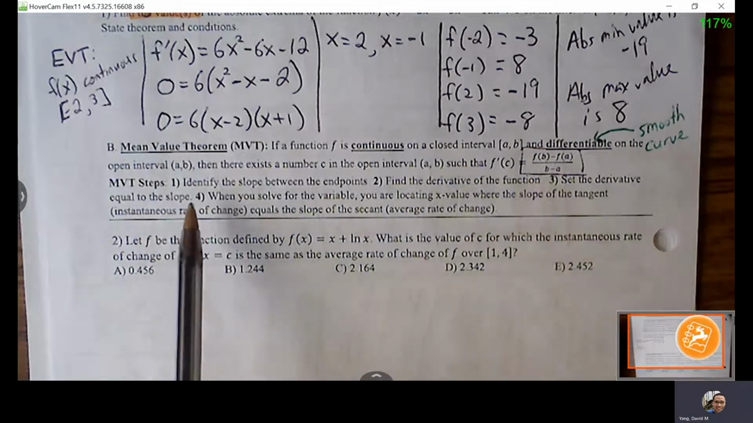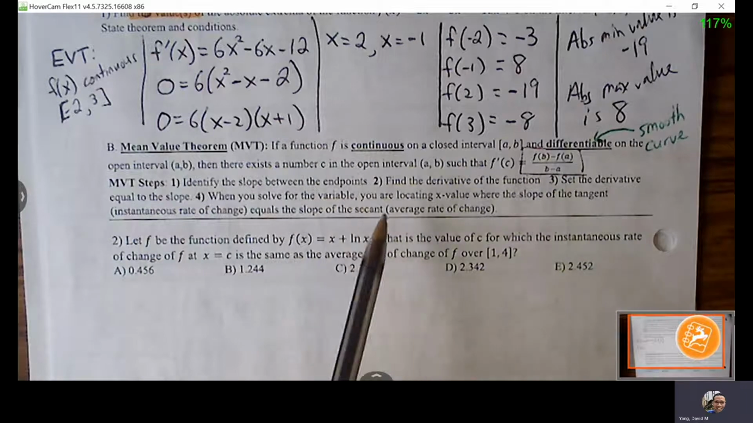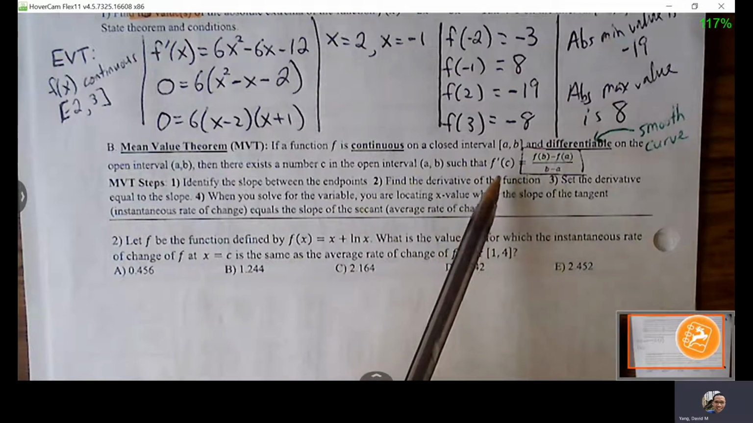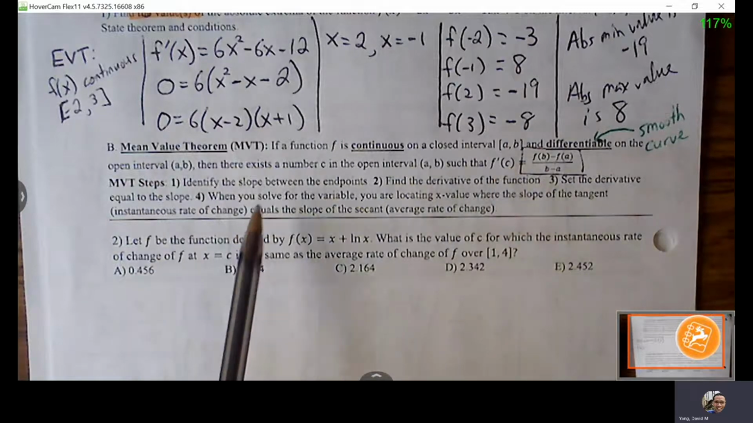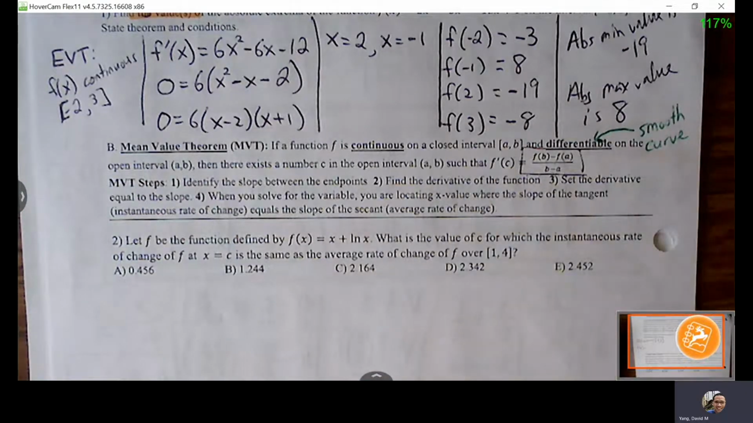And then finally, we need to make sure that when you find those critical points, those c values, the location you're looking for sits between the endpoints. Okay? So whenever we find our answer, we also have to go back and double check. Okay, does it live inside the interval? If it doesn't, we have to remove it.